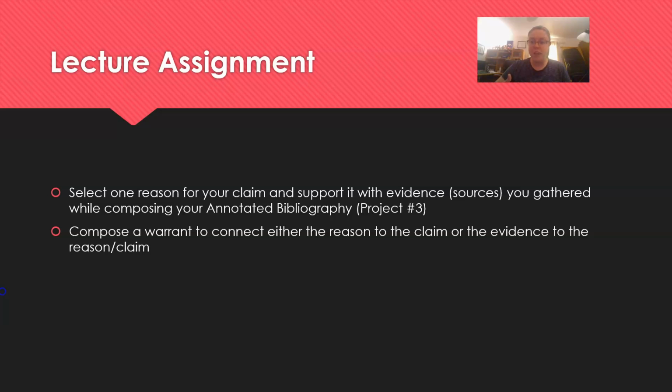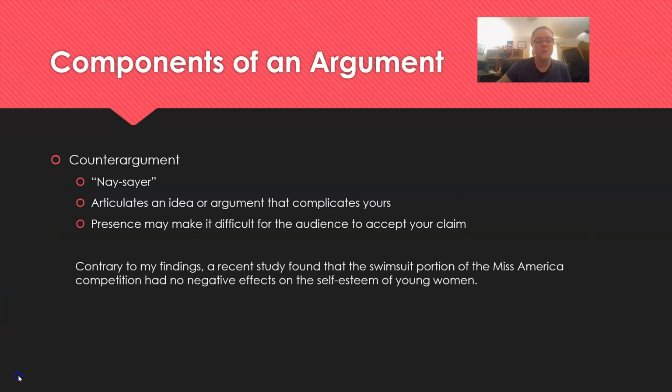So what I'd like you to do now for the lecture assignment is select one reason for your claim and support it with evidence that you gathered while composing your annotated bibliography. I then want you to compose a warrant to connect either the reason to the claim or the evidence to the reason or the claim. So however you want to approach this, again, you can think of this as a very generative lecture assignment. So content that you could really use either as a springboard for Project 4 or that you could very realistically use in your Project 4 draft materials.